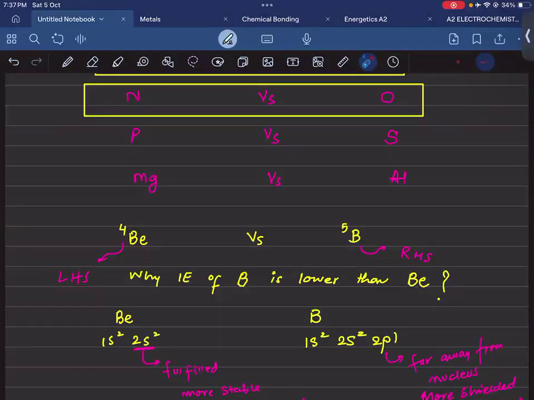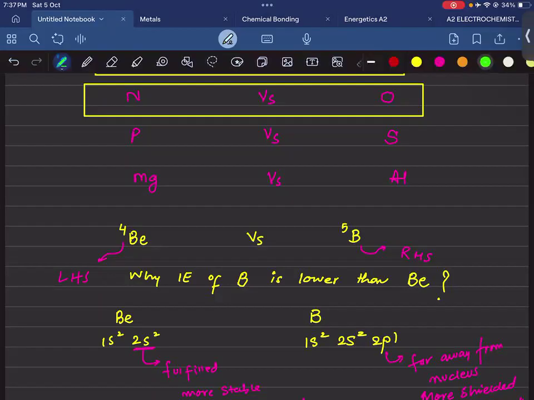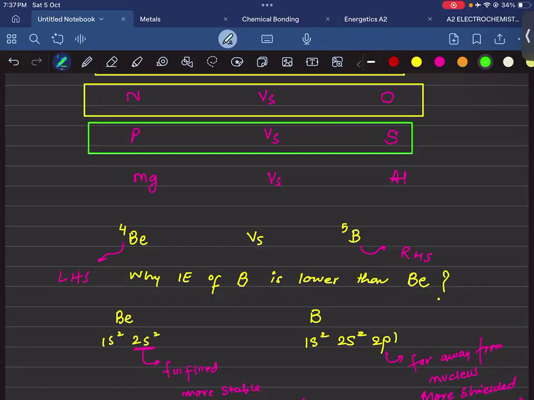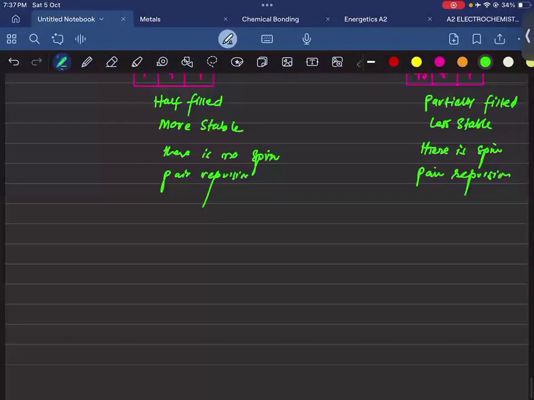Now you have to explain phosphorus and sulfur. Who has the higher ionization energy and who has the lower ionization energy? This is phosphorus and this is sulfur. This is 15, this is 16. Now, in the 3p shell, compared to sulfur, the last orbital is unstable.